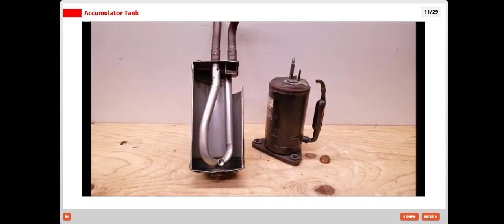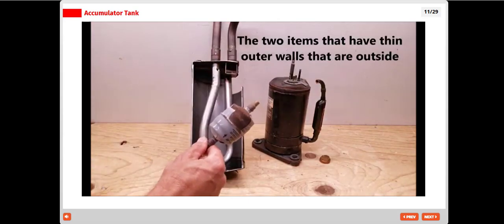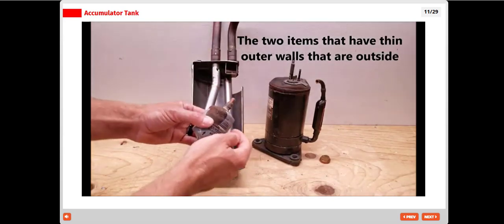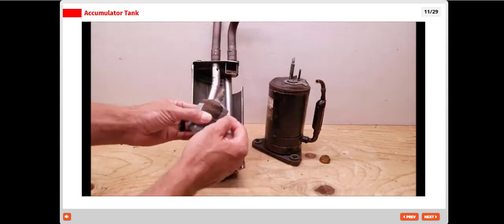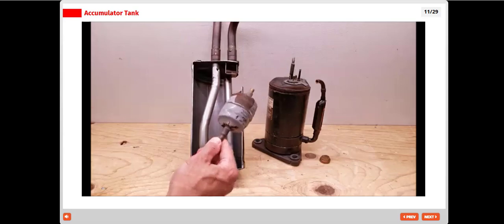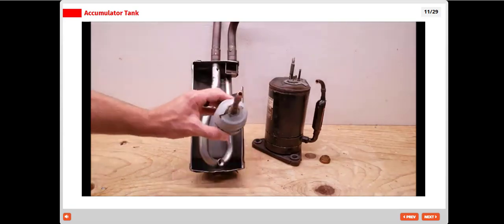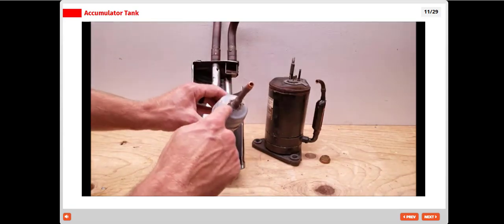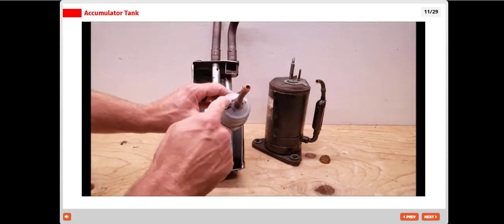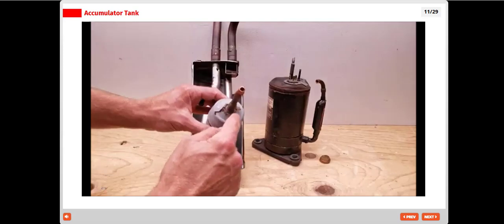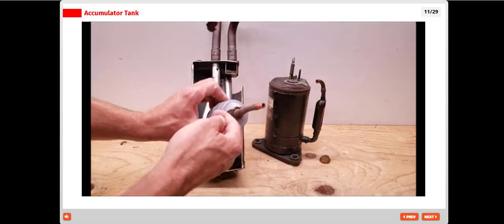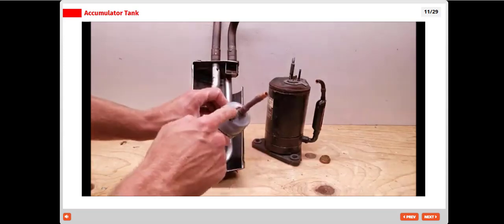The accumulator and also the filter dryer are the two items that you may have outside. And what happens is this metal is pretty thin. So this metal and this metal are pretty thin. I always try to install the filter dryer inside the building whenever possible. And you notice that filter dryers typically start rusting right where you are brazing the tubing at. That's because the paint is either melted or burnt, and that's where the rust starts forming. And then you see the paint can just be chipped right off right there.